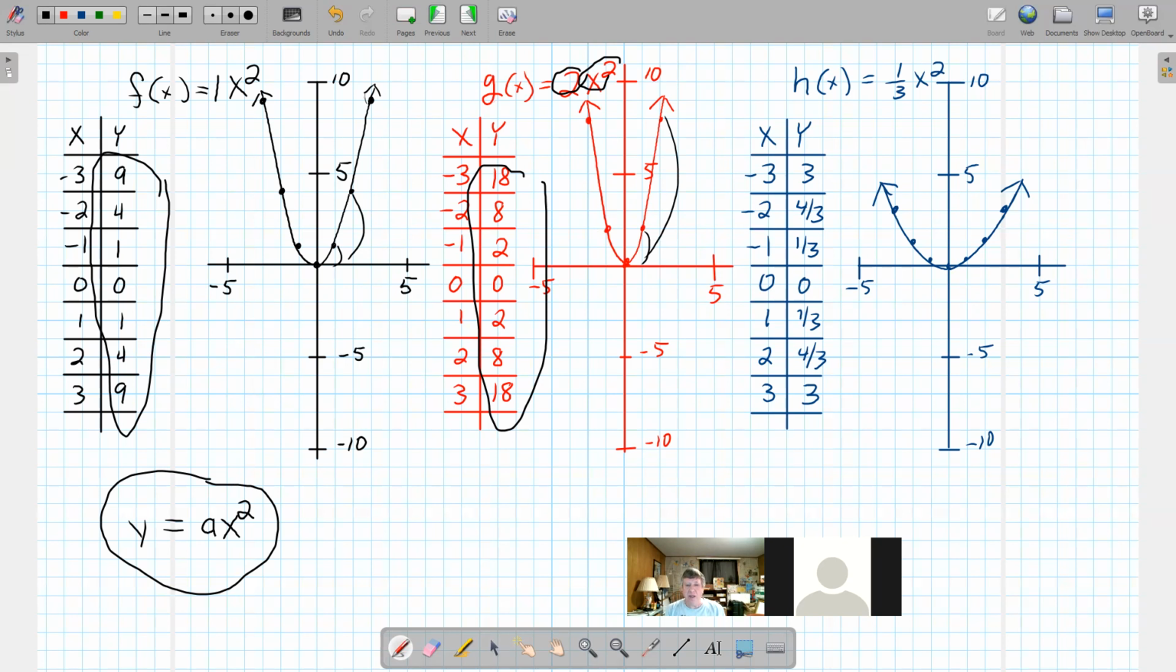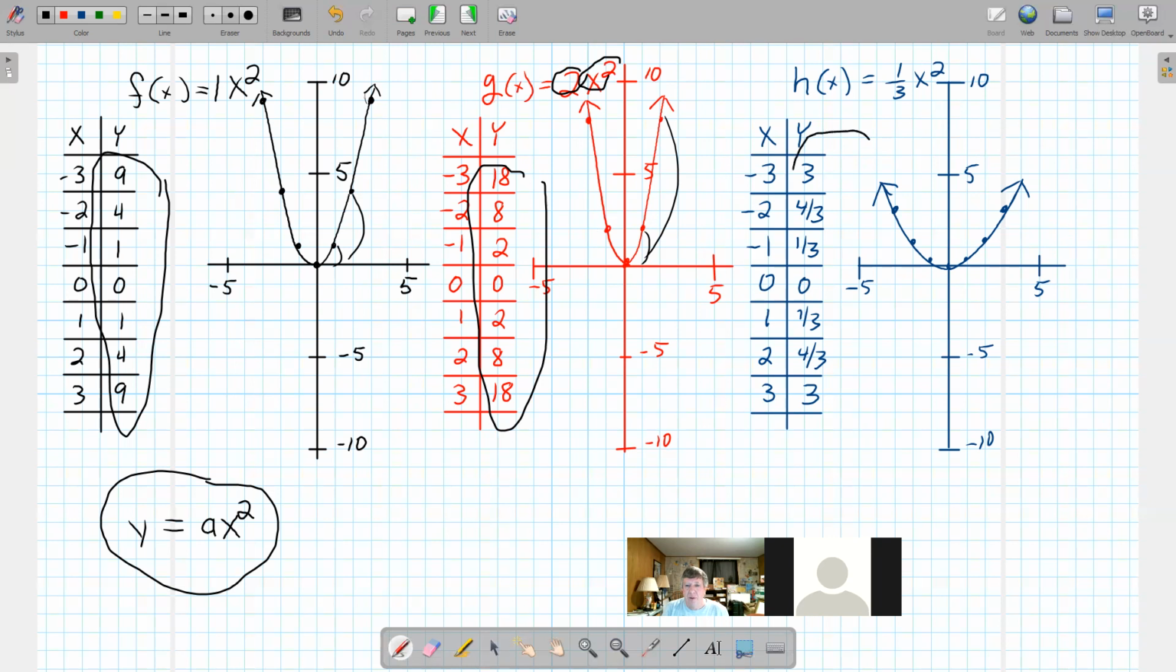Okay? So you get a graph that, again, is a parabola opening upwards. The vertex is still at the origin. The axis of symmetry is still the y-axis, or the line x equals 0. Okay. Let's take a look at the blue function, h of x equals 1/3 x squared.